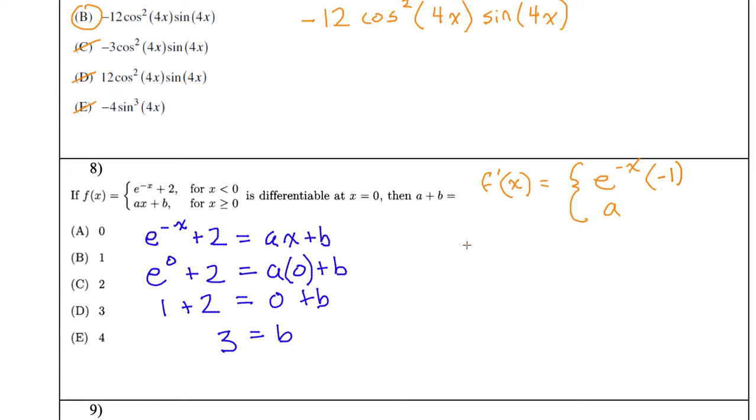Now with the differentiability test, we say e to the negative x, sorry, negative e to the negative x, because I still have that negative out front, should be equal to a, and I'm plugging in my suspect point. Negative e to the negative 0, which is just 0, is equal to a, and anything to the 0 is 1, so I have negative 1 is equal to a, and there it is. I have a and b. It's asking me to find a plus b. I need to add 3 and negative 1 to get 2. Correct answer is C.